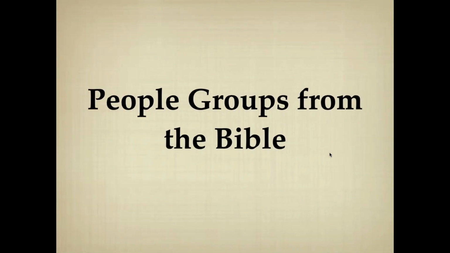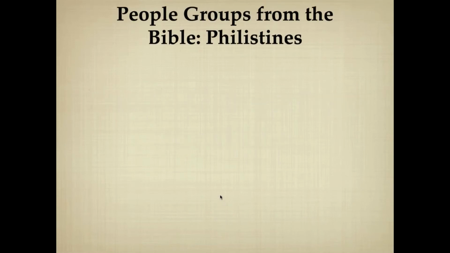So now we've looked at examples of activities from the photo museum. Let's now look at examples of people groups from the Bible that the photo museum illustrates. First one we're going to take is the Philistines. Those are pretty well known. They're sort of notorious because of the famous story of David and Goliath.